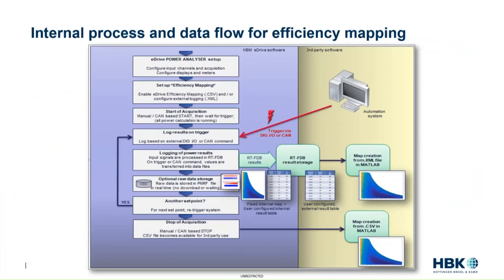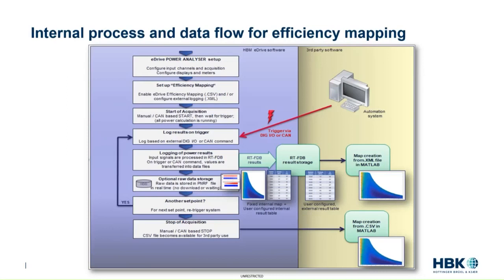Here we have a flow chart of how efficiency mapping works on the system in conjunction with your dyno or automation system. You can set up the dynamic power analyzer to capture multiple sweeps. The number of sweeps would correlate with the number of set points you're going to perform, which could be anywhere from 50, 100, several hundred, or thousands. And you can decide how long you want to capture each sweep: a quarter second, half a second, a full second. It's any time that you prefer to measure for that set point.